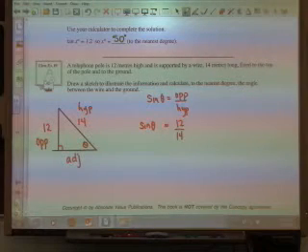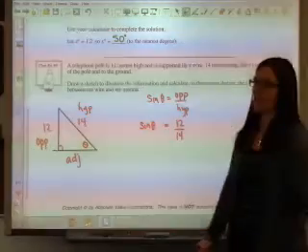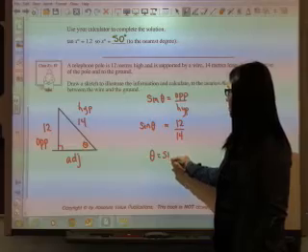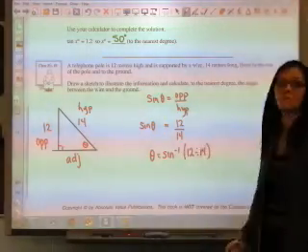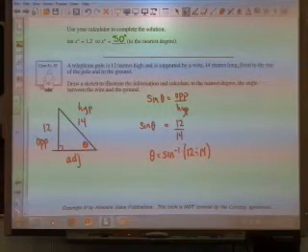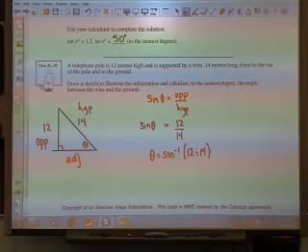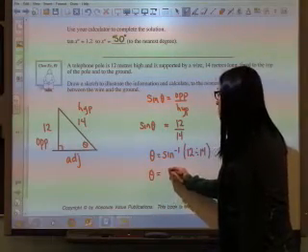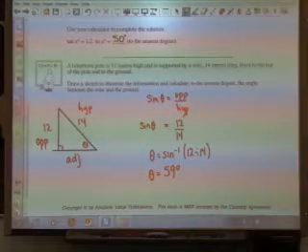So how do I go from the sine theta to angle theta? That's when I have to do my sine inverse. So when I go sine inverse 12 divided by 14, what do I get? 58.9972. So to the nearest whole number, my triangle is 59 degrees.